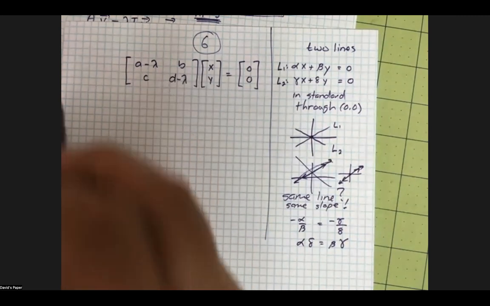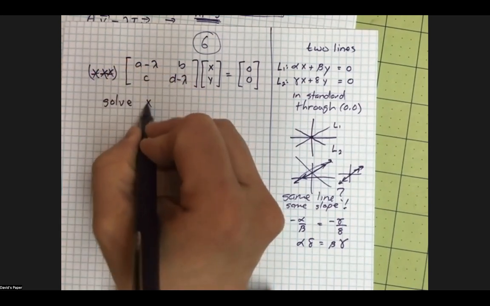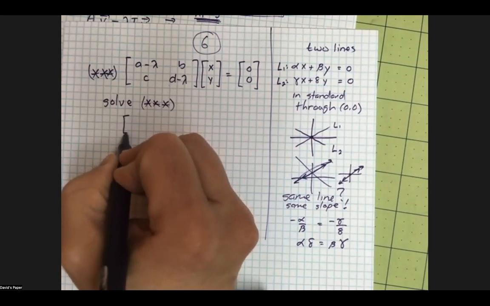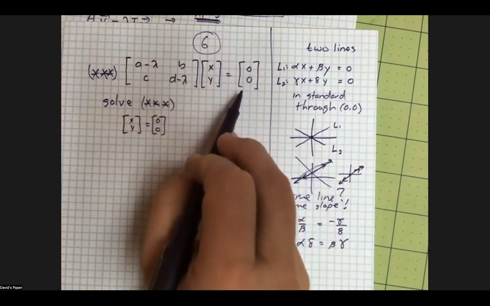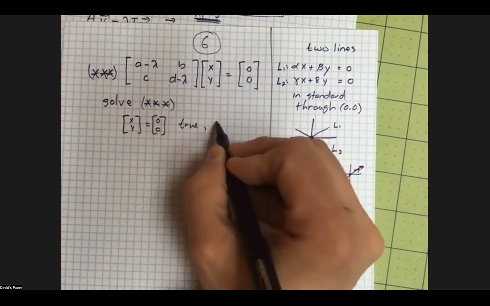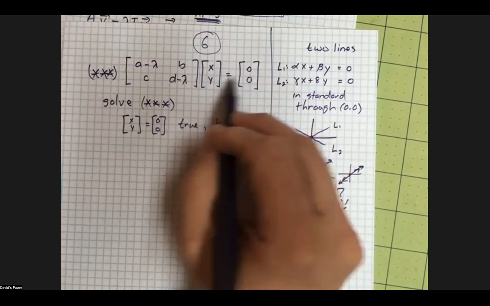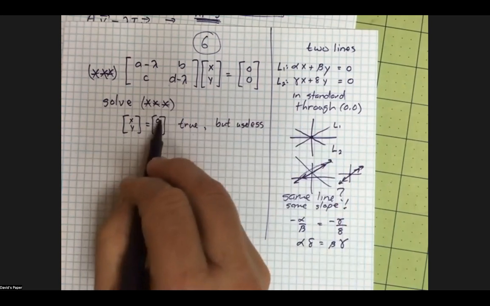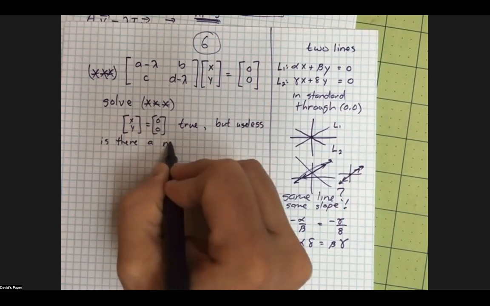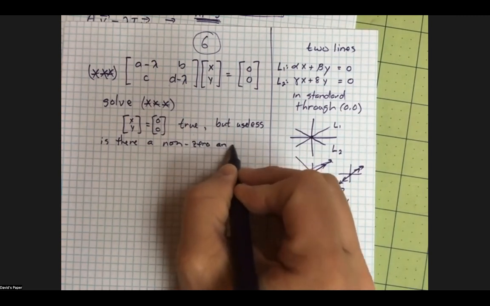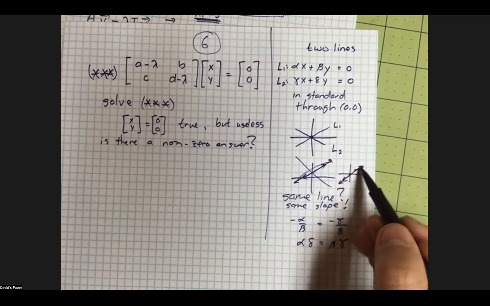So when is this equation solvable? Let's solve this equation, triple star here. I could certainly solve it with x and y is 0, 0. If I put 0 and 0 in here and multiply, of course I get 0 and 0. This is true, but it's not interesting. It's essentially useless. Well, of course they cross at 0, 0. I can't do anything with 0, 0. It's just a dot. But I want to know if there's another. Is there a non-zero answer? And there will be a non-zero answer if these two lines have the same slope.